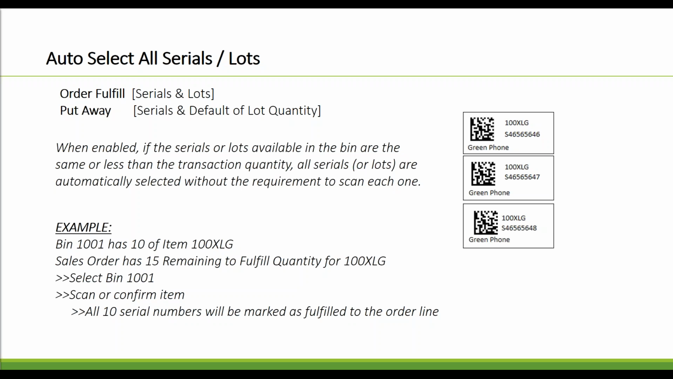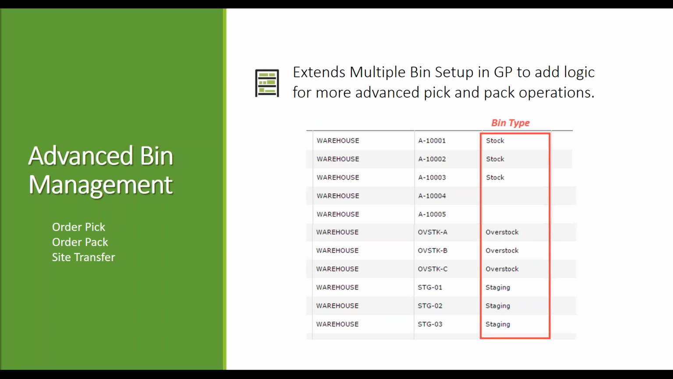We can auto-select all serials and lots in a bin, so some of our customers use that to easily handle this case: in a bin, I've got all these serial numbers, and maybe I have a temporary bin where I received everything for that item. Instead of scanning each serial number to put it away, we can move the entire group as a unit to another bin location. So there's some additional extensibility for serials and lots that we've built in as well.